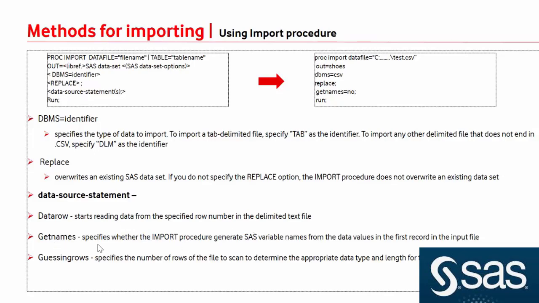Get names specifies whether the import procedure generates SAS variable names from the data values in the first record in the input file. Guessing rows specifies the number of rows of the file to scan to determine the appropriate data type and length for the columns. Sometimes there can be errors while importing which we cannot comprehend in the beginning itself. So it is recommended to check log to avoid troubles in future.